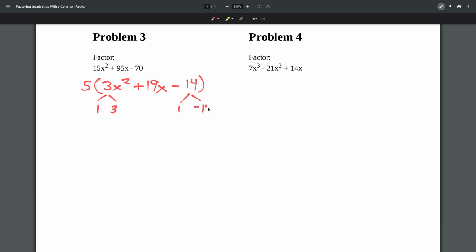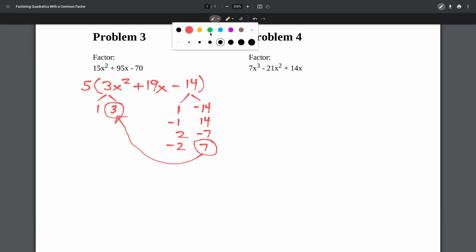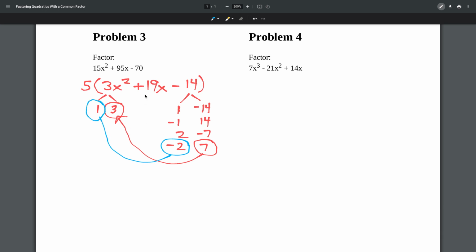So 1 times negative 14, negative 1 times positive 14, 2 times negative 7, and negative 2 times positive 7. Now I'm going to demonstrate this other technique we use. If I multiply 7 times 3, that brings me to 21, right? And then if I multiply negative 2 times 1, that's negative 2. So 21 plus negative 2 gives me this 19. So I need to multiply these in an order that 7 multiplies by 3 and negative 2 multiplies by 1.